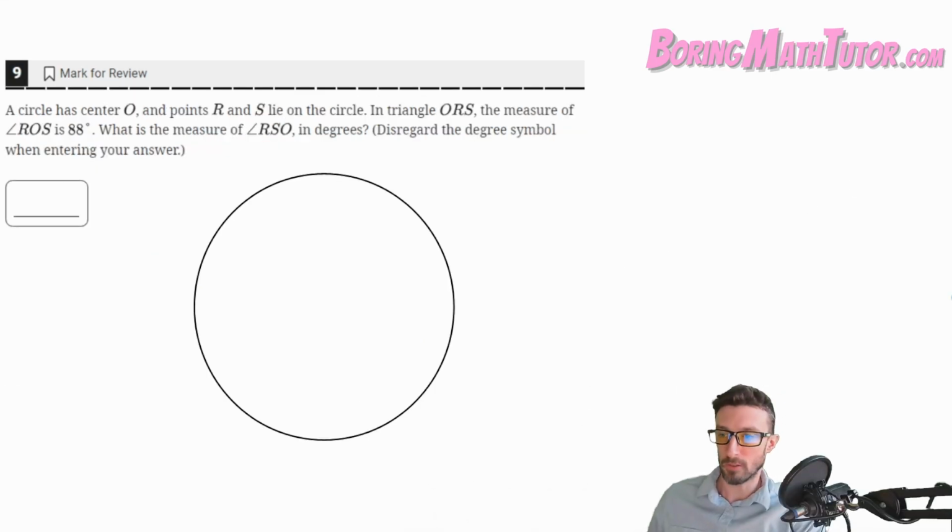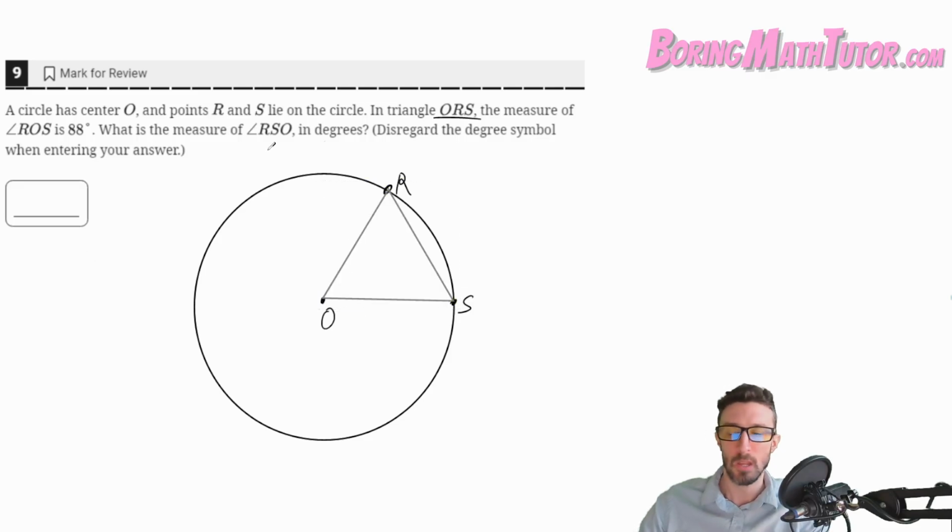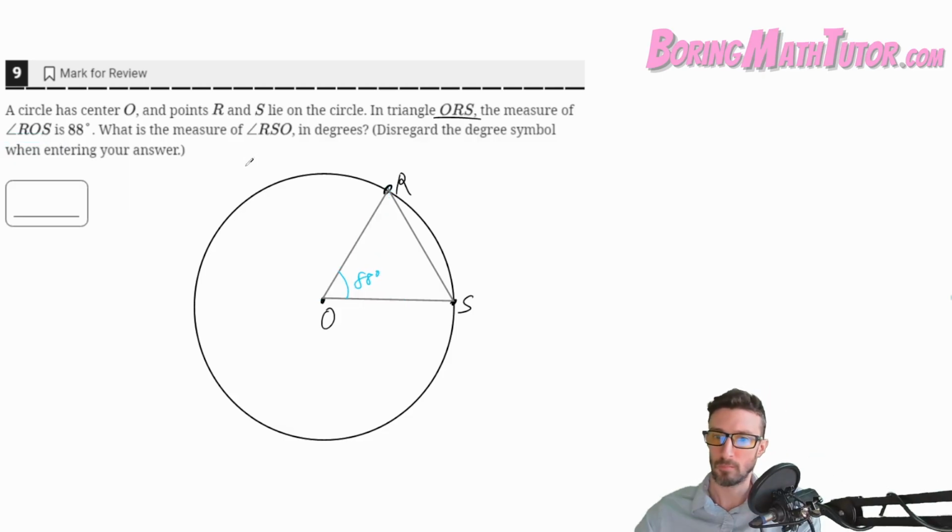They're saying we got a circle, it's got center O, and we got points R and S that are on the circle. Then they're talking about triangle ORS. So ORS, that's our triangle right there. And they're saying the measure of angle ROS, so that would be this one right here, that's 88 degrees.